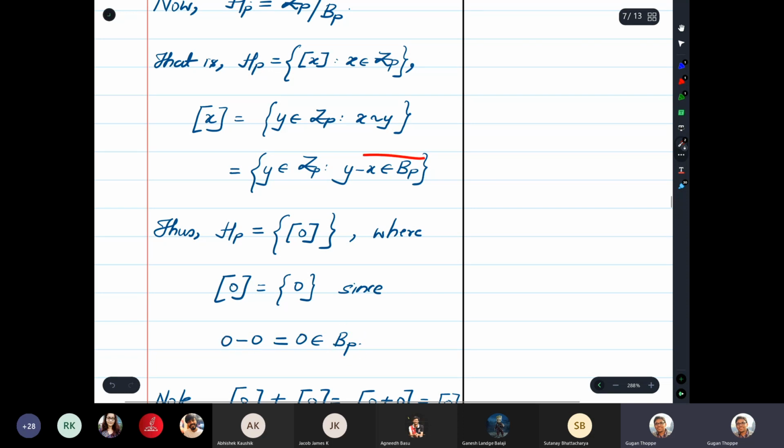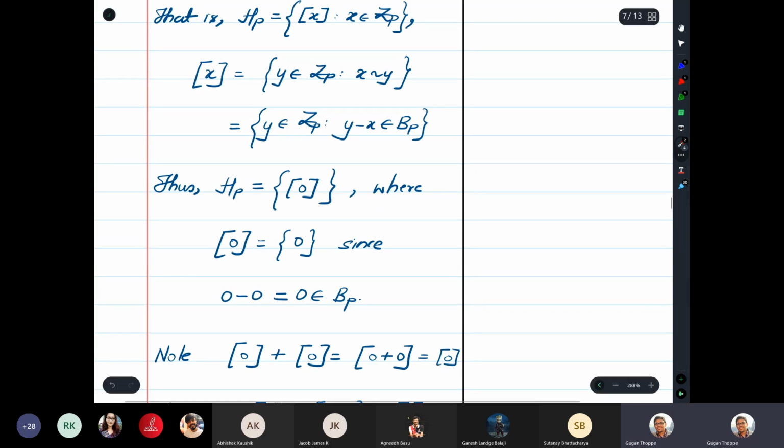So I'm just verifying this property over here. Hence, HP is made up of the equivalence class of 0, and the equivalence class of 0 is actually a set which only includes 0. Is this okay?